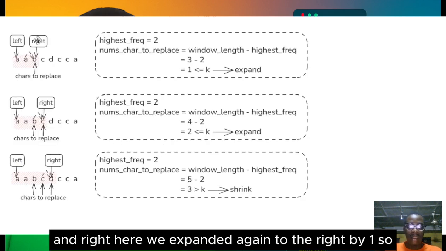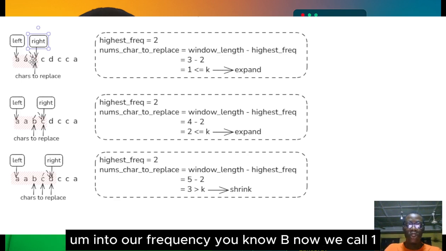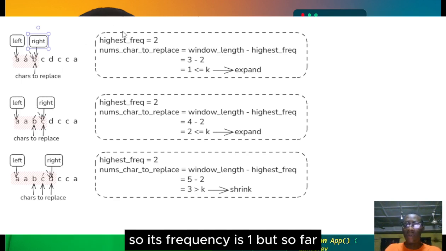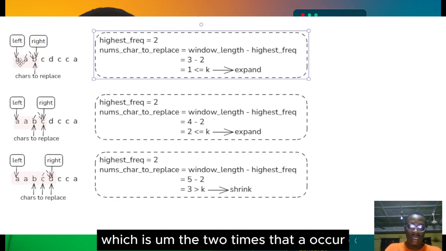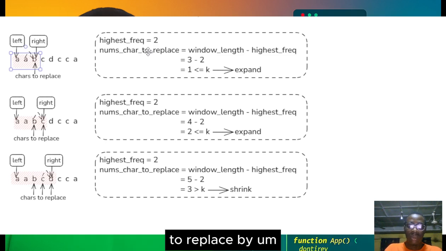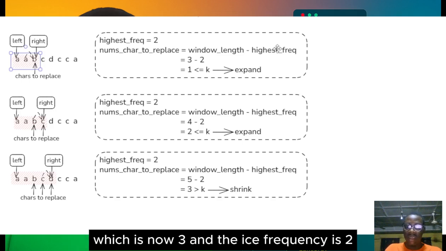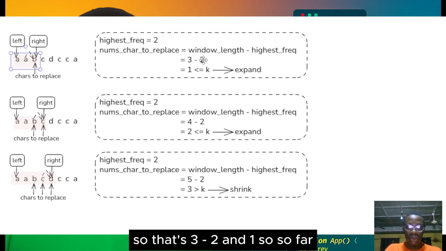And right here we expanded again to the right by 1. So far we added a new B key-value pair into our frequency map. B now occurs once, so its frequency is 1, but our highest frequency still remains 2, which is the 2 times that A occurs. It is the highest frequency, and because of that we can now calculate our number of characters to replace by subtracting the highest frequency from the length of the window, which is now 3, and the highest frequency is 2, so that's 3 minus 2, which is 1.